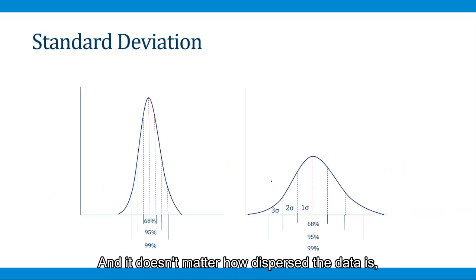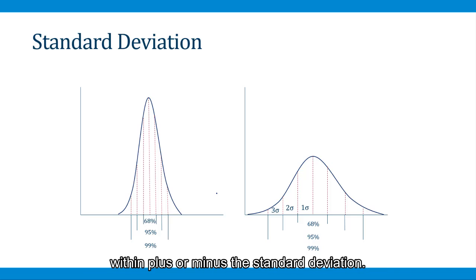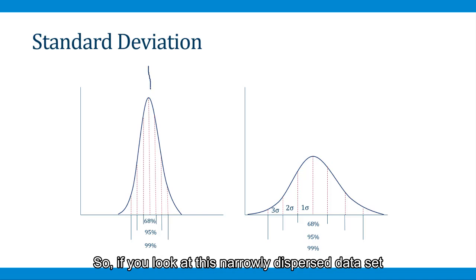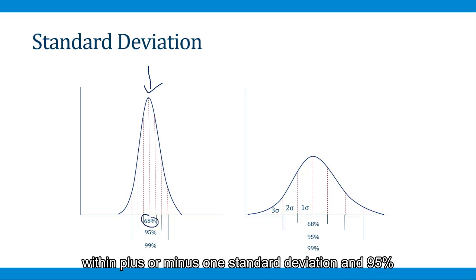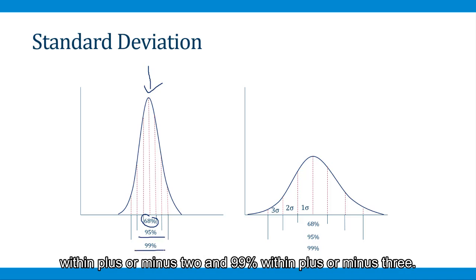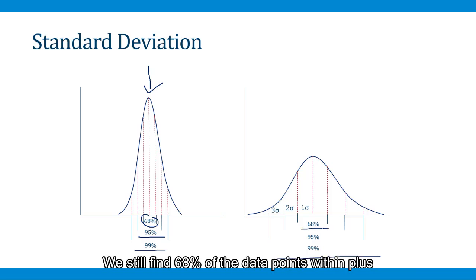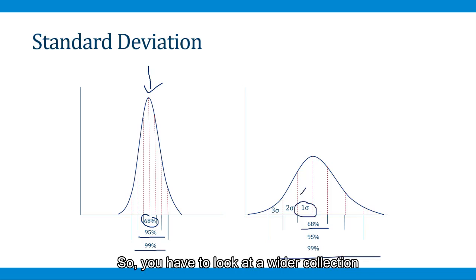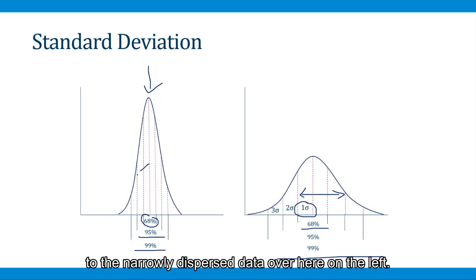And it doesn't matter how dispersed the data is, you will always find that same percentage of data points within plus or minus a standard deviation. So if you look at this narrowly dispersed data set on the left, we still find 68% of the data points within plus or minus 1 standard deviation, and 95% within plus or minus 2, and 99% within plus or minus 3. The same is true of the data set on the right. We still find 68% of the data points within plus or minus 1 standard deviation. But remember, the standard deviation is larger for more dispersed data sets like this, so you have to look at a wider collection of data points in order to capture that 68% compared to the narrowly dispersed data over here on the left.